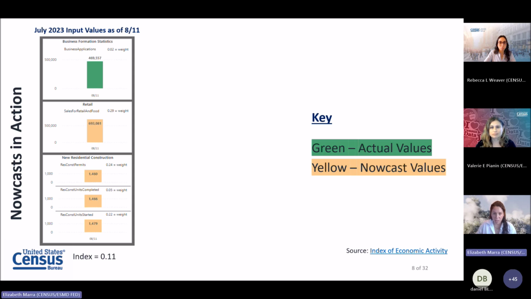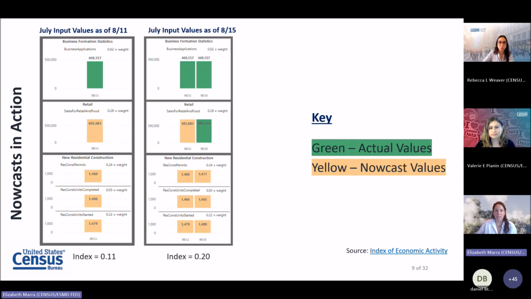So for those last 4 series, we now cast those values using the VAR1 model. At the bottom of the graphic, you can see the estimate for the index on August 11th is 0.11. This index estimate is based on 1 published number, business formations, and 14 nowcasted numbers.